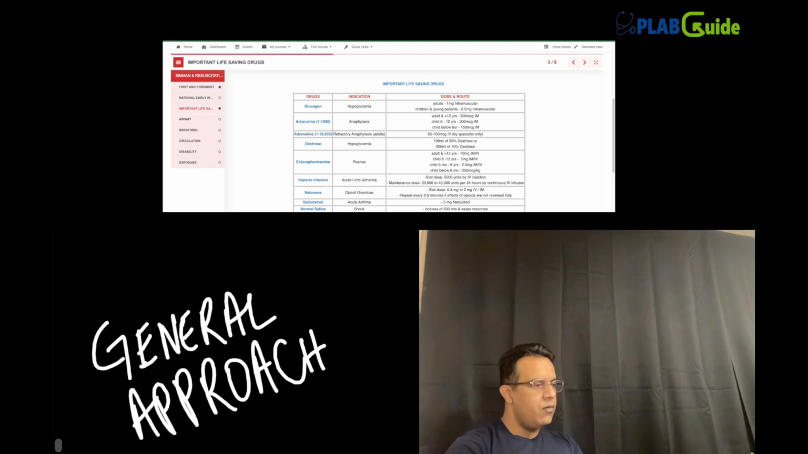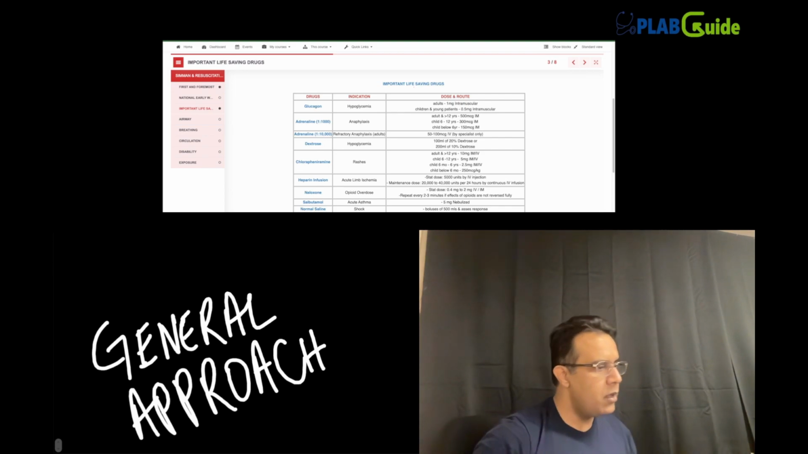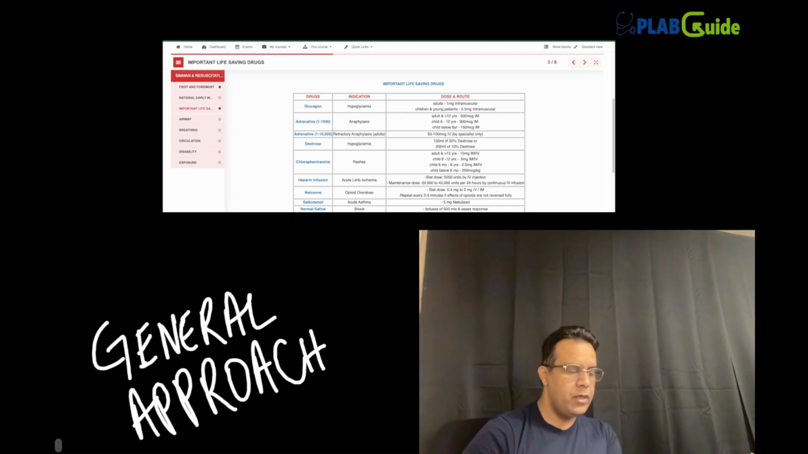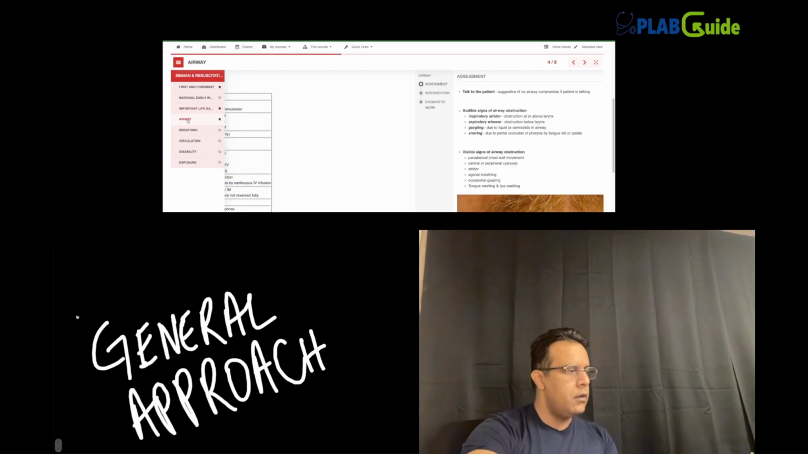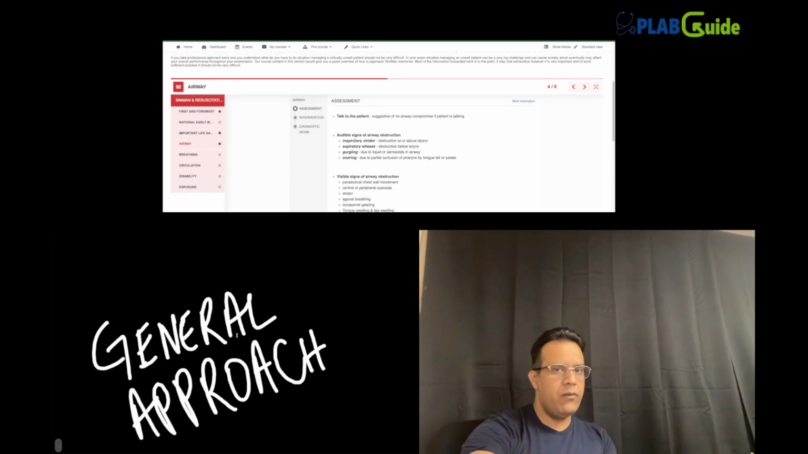Okay, the other medications that you may need to use in your different stations are glucagon, adrenaline, then dextrose, chlorpheniramine, heparin infusion, naloxone, salbutamol. Okay, so these are very important medications that you may need to use. Okay, their doses and their clear indications should be on your fingertips. Okay, now moving to the airway assessment.